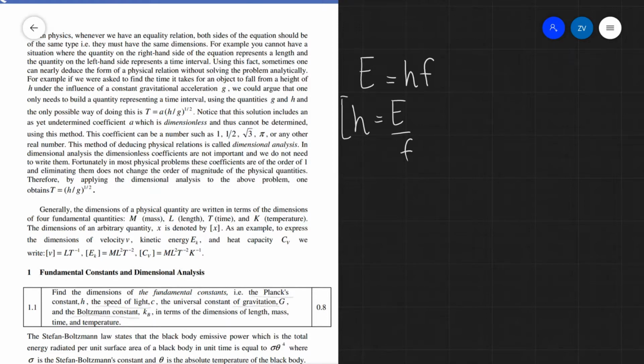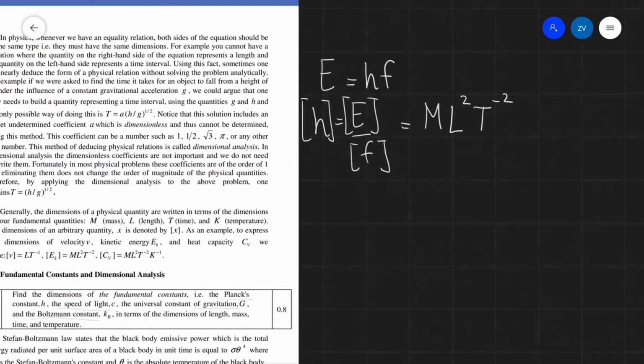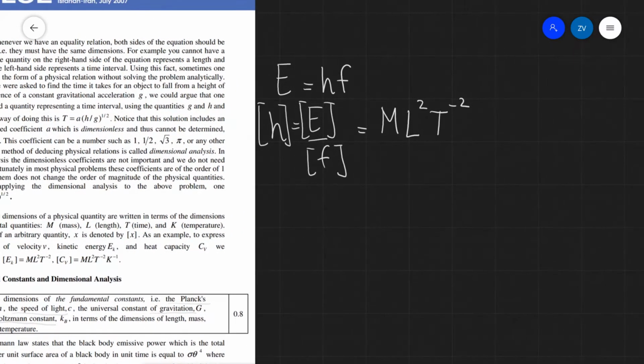Now, this means that the units of h are going to be equal to the units of energy divided by the units of frequency. The units of energy are actually given in this equation, so mass times length squared divided by t to the power of -2. So I'm just going to write them down over here, M L squared T to the power of -2. If you're curious where this expression actually came from, just over here on the side, E is equal to a half m v squared. This is just the formula for kinetic energy.